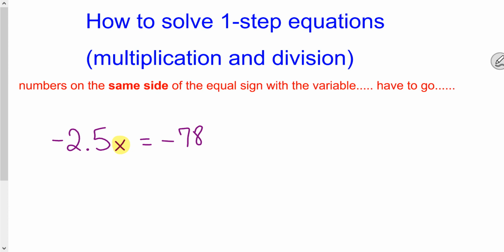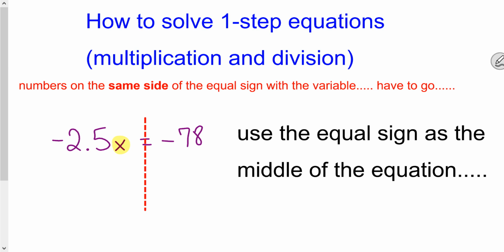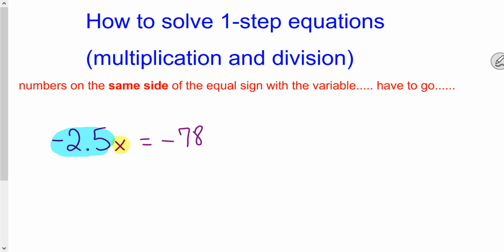It's going to be on the same side of the equal sign as the variable, okay? We want to get that variable all by itself. If you have trouble making that decision, maybe draw a line straight down your equal sign and go, oh, okay, that negative 2.5 is on the same side of the equal sign as x. So that negative 2.5 has to go.